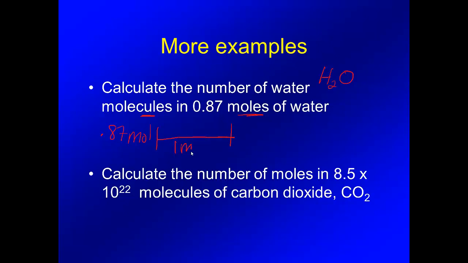I want moles on the bottom because I want to cancel out the moles. I know 1 mole is equivalent to 6.022 times 10 to the 23rd, and I just label it different. Only difference. The math, I'm still going to multiply. I can only have two significant figures, so I have 2 in my answer, and I get 5.2 times 10 to the 23rd molecules.